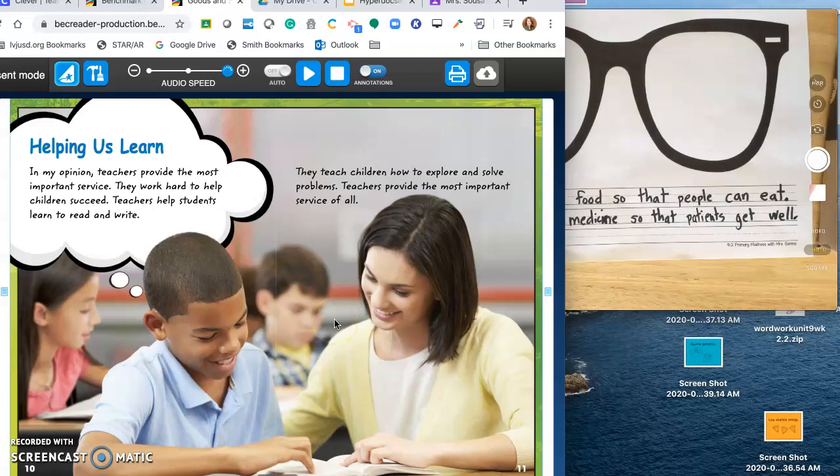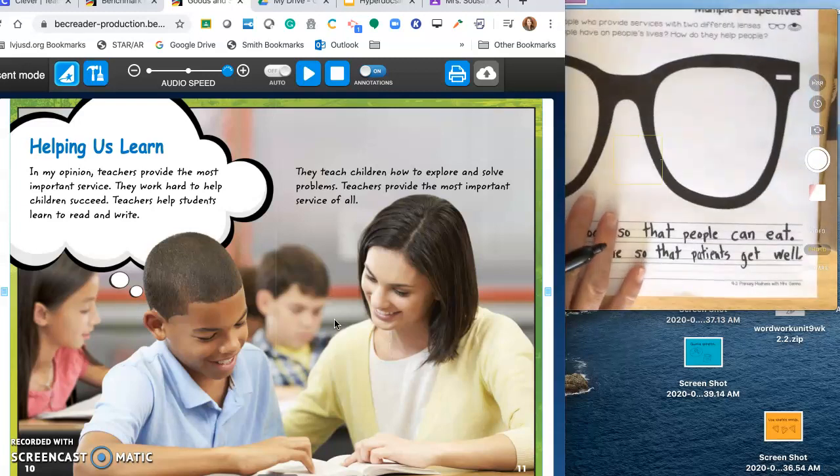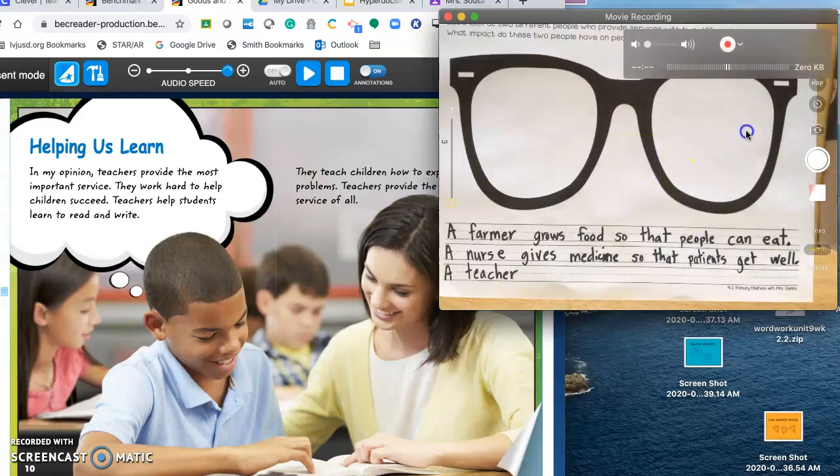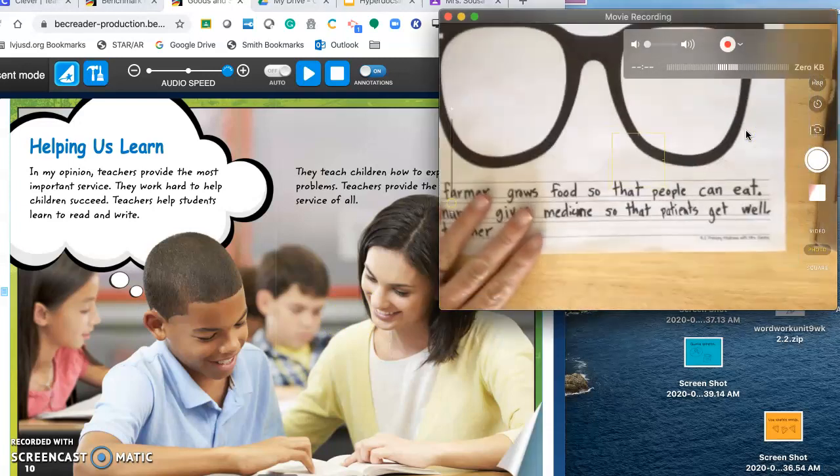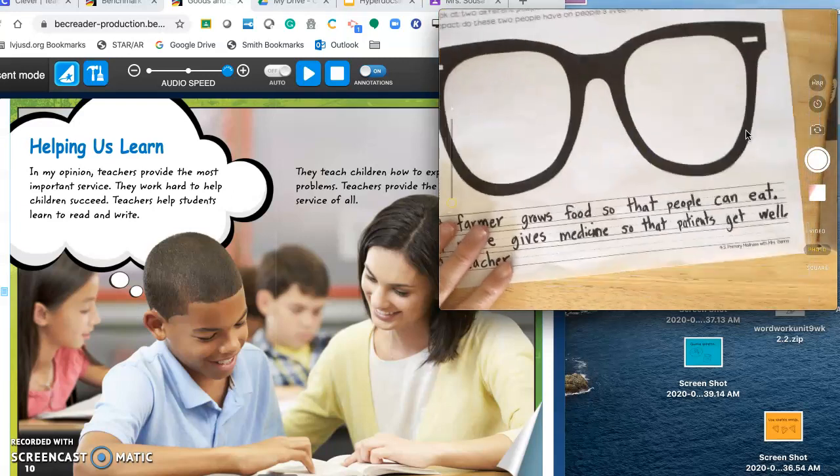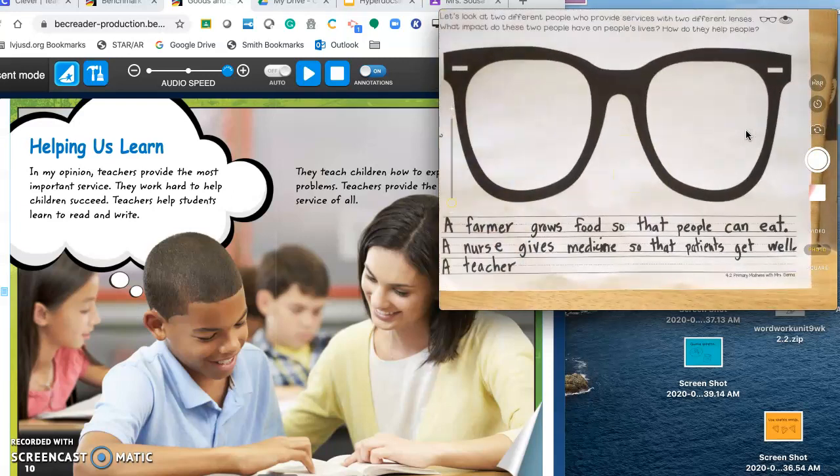So again, I'm thinking about who is the service provider in this text, what service does he or she provide, and who is benefiting from that service. So let's go back to our worksheet. A teacher, and what does a teacher do? Lots of things. A teacher helps us learn. A teacher teaches students to read and write.